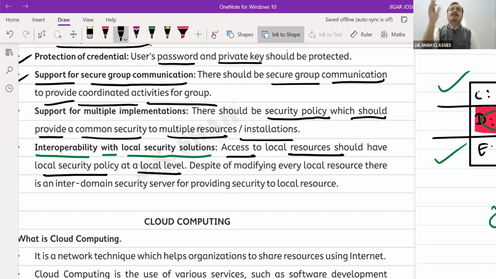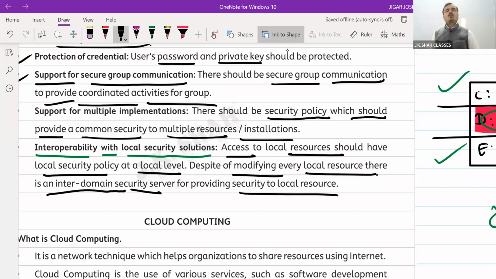Yes, my dear student, it will be protected from your end only. Understood. Further, sir, despite modifying every local resource, there will be inter-domain security. Yes. I am using your RAM. Yes, sir. I am using your processor. Yes. I am using your storage. Still, people, despite it, there will be local security to your local resources.